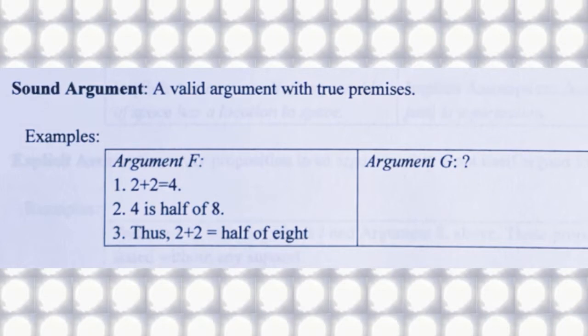So here are some examples of a sound argument. Argument F: 2 plus 2 equals 4. 4 is half of 8. Thus, 2 plus 2 equals half of 8. So it's true that 2 plus 2 equals 4. It's true that 4 is half of 8, right? So there are true premises. And it's also the case that if 2 plus 2 equals 4 and 4 is half of 8, then 2 plus 2 is half of 8. So that's a sound argument.